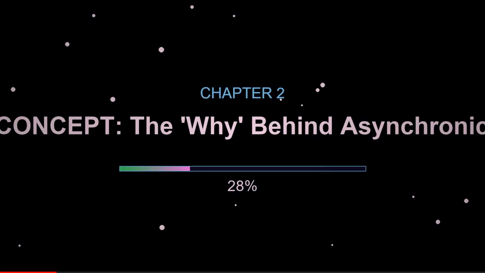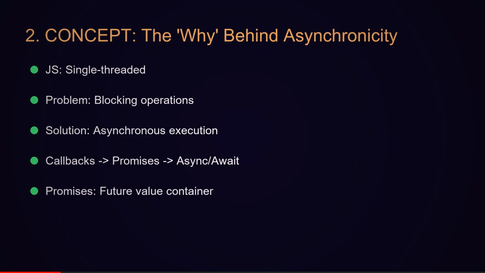JavaScript is single-threaded, meaning it can only do one thing at a time. If we perform a long network request synchronously, our entire UI would freeze. That's where asynchronous operations come in. Historically, we used callbacks, which often led to callback hell. Promises were introduced as a cleaner solution, an object representing the eventual completion or failure of an async operation. Think of it as a placeholder for a value that isn't available yet.